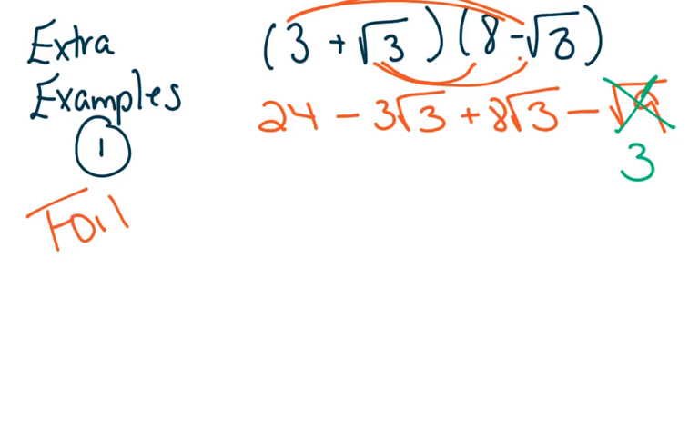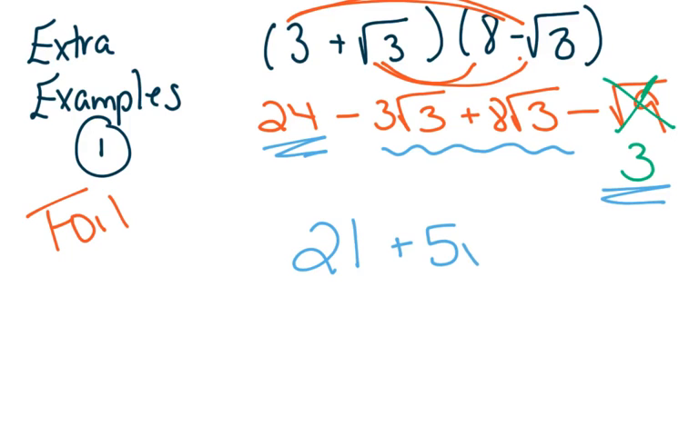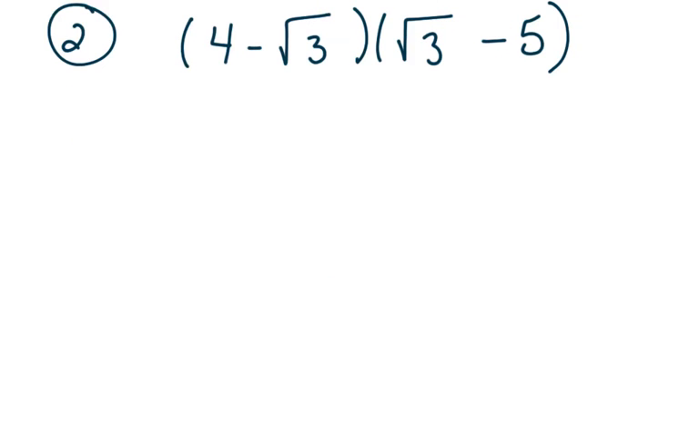All right, so for our whole numbers, 24 minus 3 gives me 21. And then our middle stuff in the center that we want to put together, we have negative 3 plus 8. That'll give me positive 5 square root of 3. All right, let's try one more extra example. So again, we are FOILing because we've got 2 terms times 2 terms. So we have 4 times the square root of 3. So that would be 4 square root of 3.